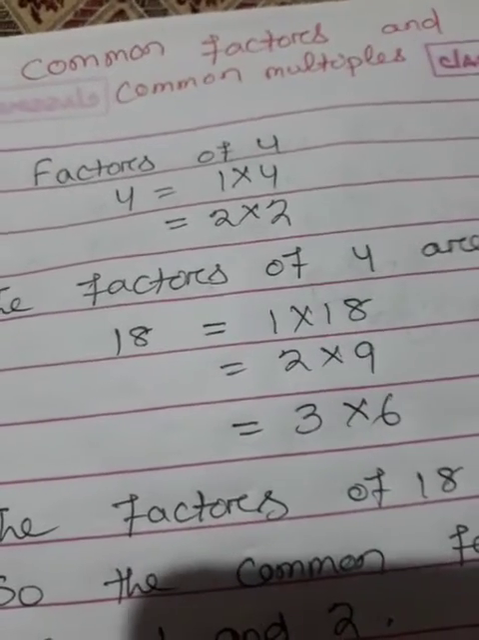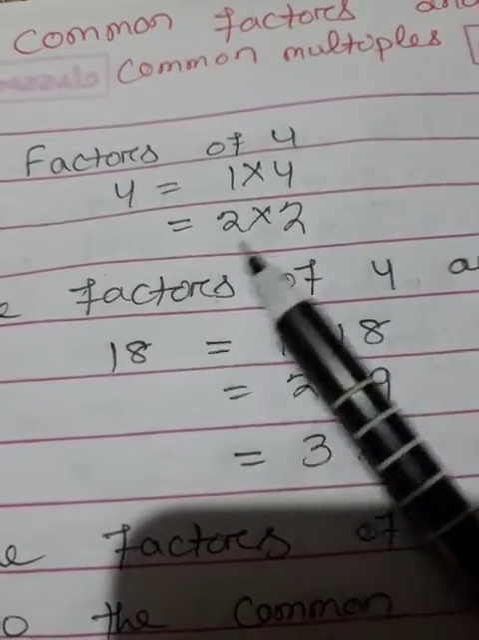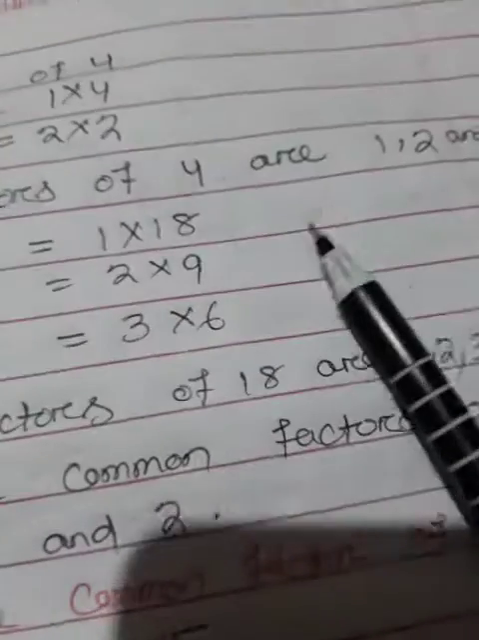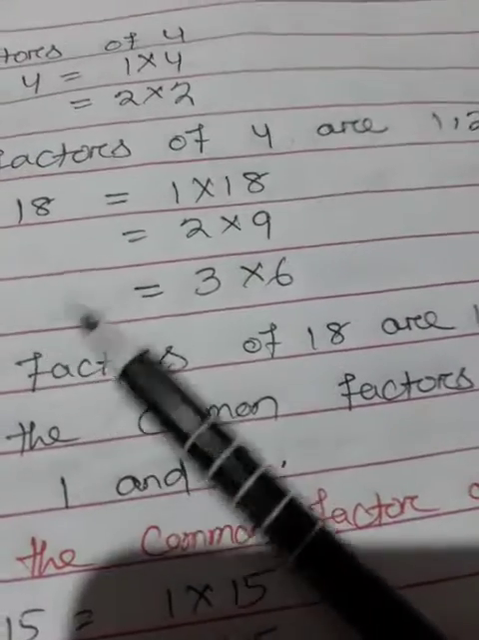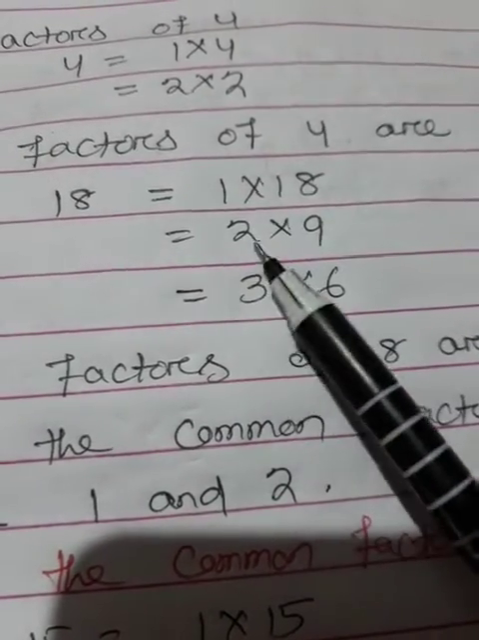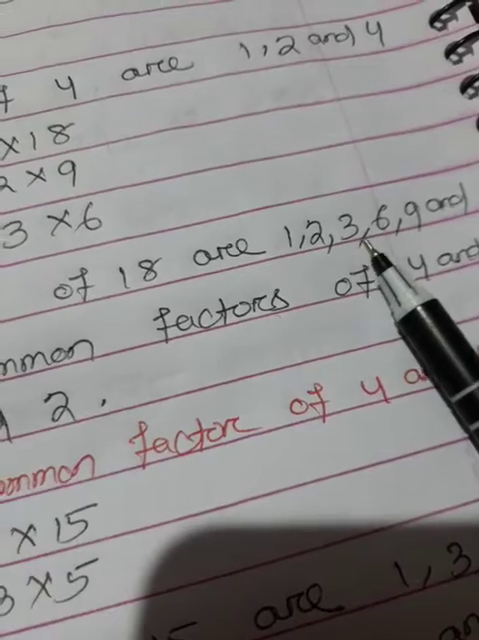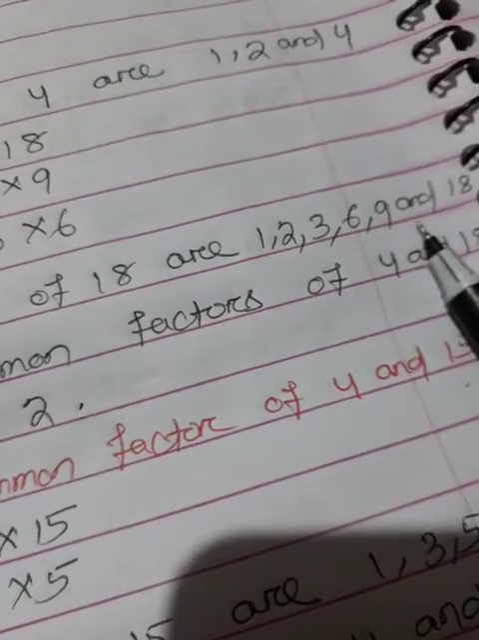First, factors of 4. 4 is equal to 1 into 4. 4 is equal to 2 into 2. So the factors of 4 are 1, 2 and 4. 18 is equal to 1 into 18, 2 into 9 and 3 into 6. So the factors of 18 are 1, 2, 3, 6, 9 and 18.